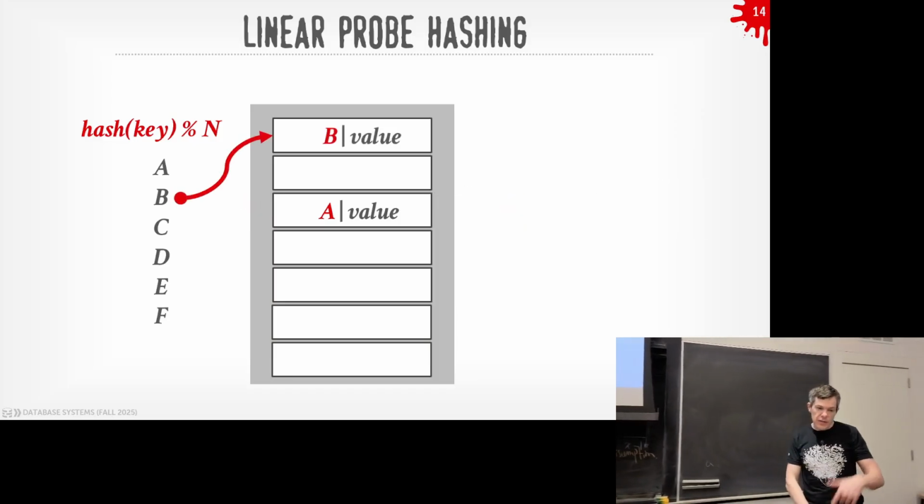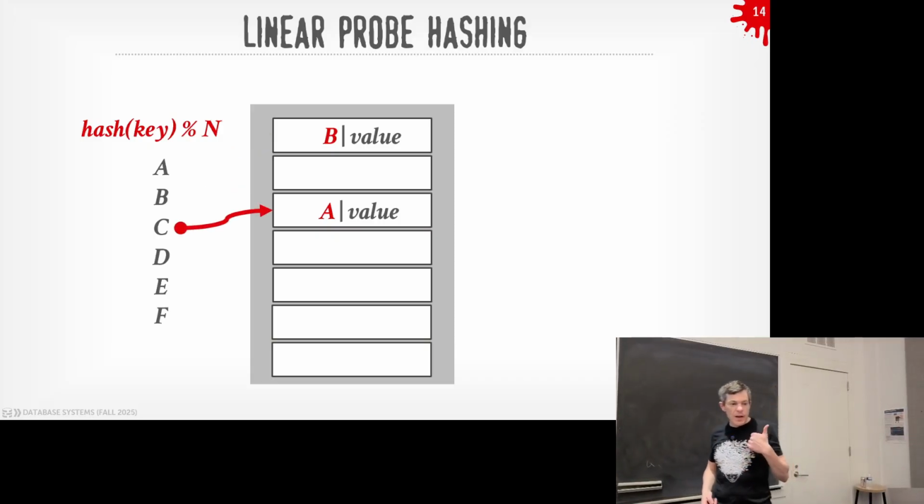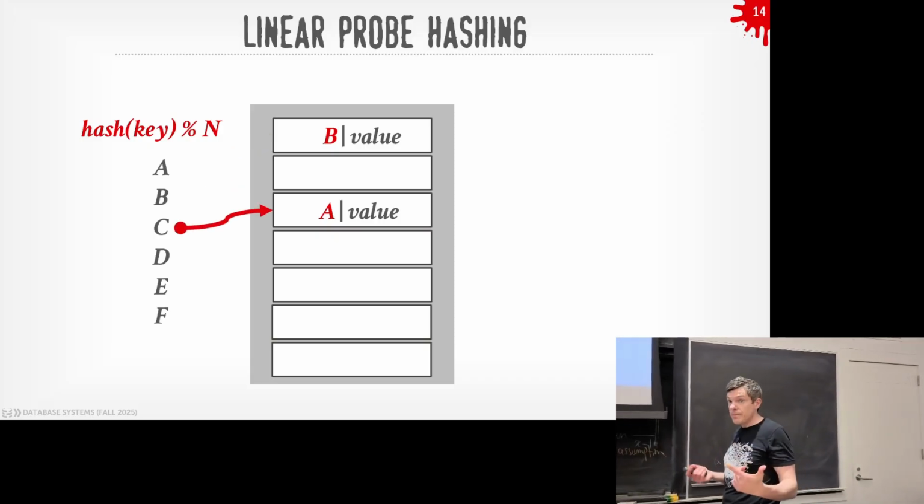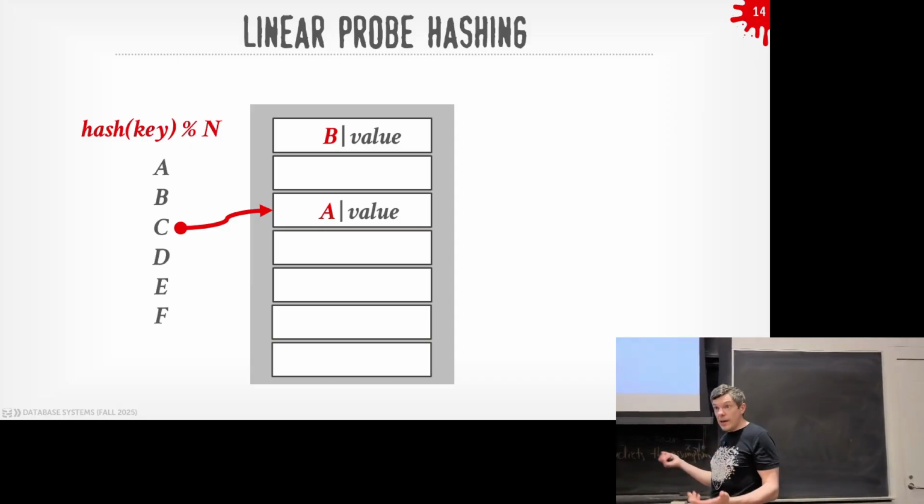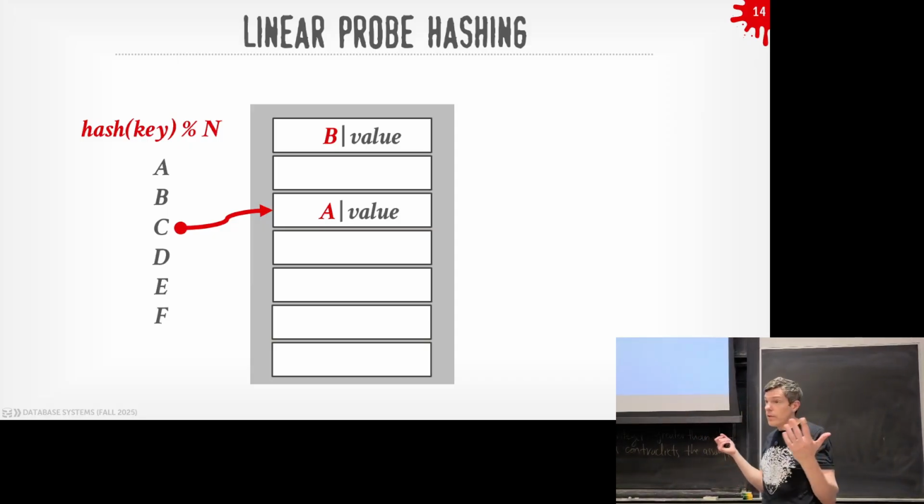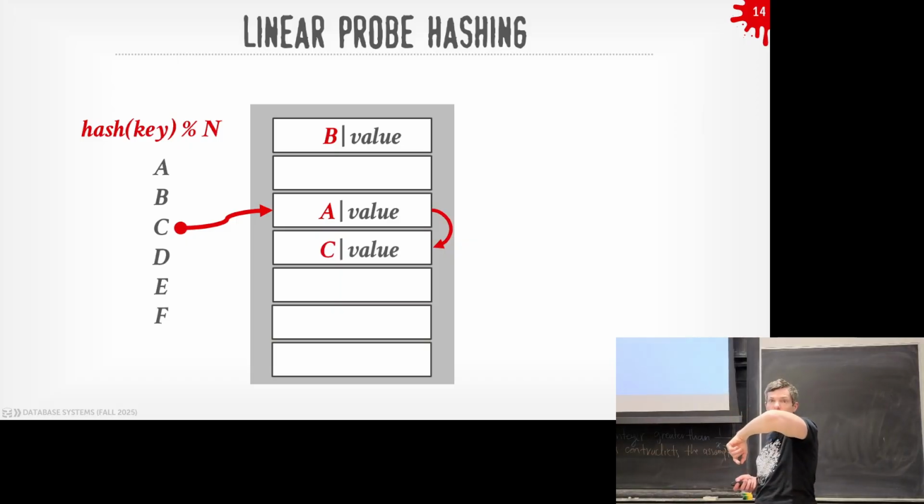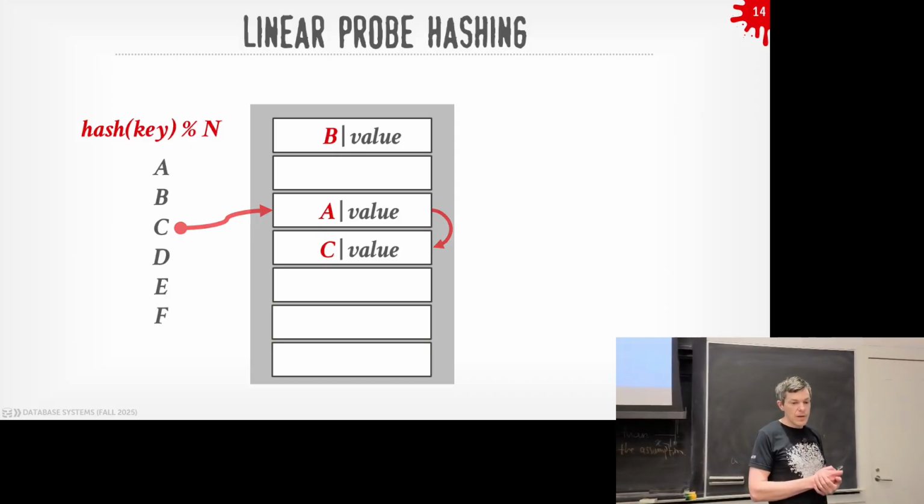I insert B, hash to the top, that's fine. Now I insert C. Now I have a collision. C wants to go where A is, but it can't because A is sitting there. So we basically recognize that the slot is occupied, do a linear scan to the next free slot. We see that it's empty, or the next slot, see that it's empty, and then we can go ahead and insert our key there. Same thing for D.